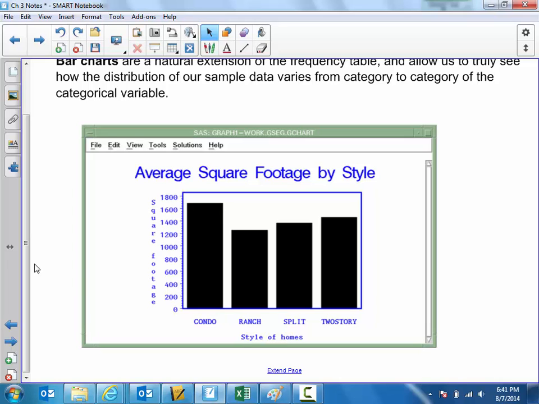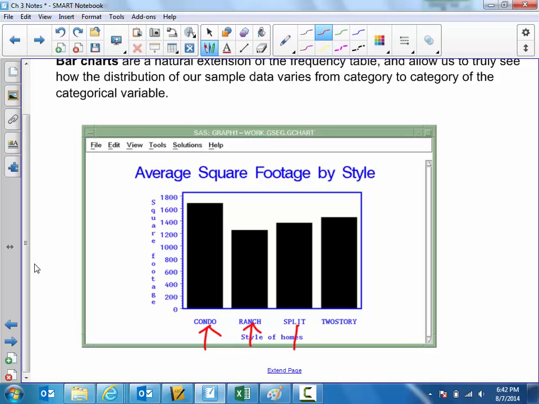On the bottom axis, the horizontal axis, we're told that the variable is style of homes, and the data values that this variable can take on are condo, ranch style home, which I think is one story and tends to be kind of flat and spread out, split, which I think is a split between a 1-story and a 2-story, and then a true 2-story home. So we've got the data values that our variable style of home can take on, and then the vertical axis, square footage, is the average amount of square feet per data value. In a sense, it's your count.